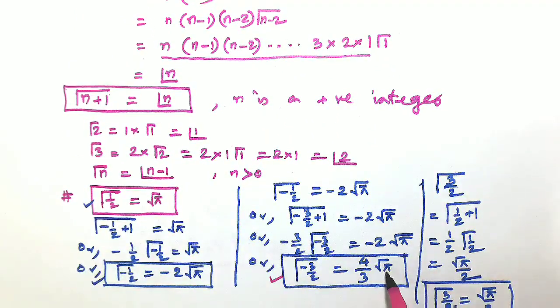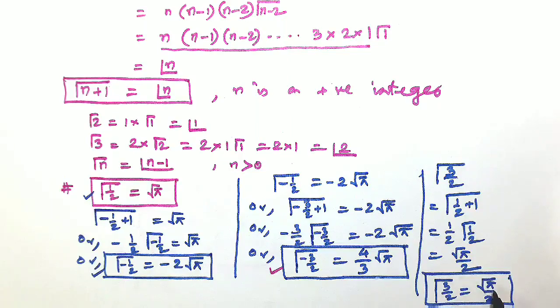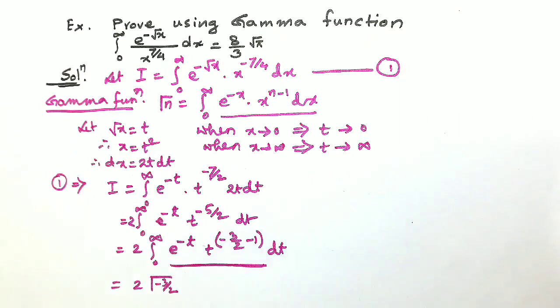Gamma of minus 3 by 2 is equal to 4/3 root pi. We got several values of the gamma function. Gamma of minus half is equal to minus 2 root pi. Gamma of 3 by 2 is equal to root pi divided by 2. But we shall use this one, gamma of minus 3 by 2, which is actually 4/3 root pi. So friends, we replace gamma of minus 3 by 2 by 2 times 4/3 root pi. So it is equal to 8 root pi divided by 3.